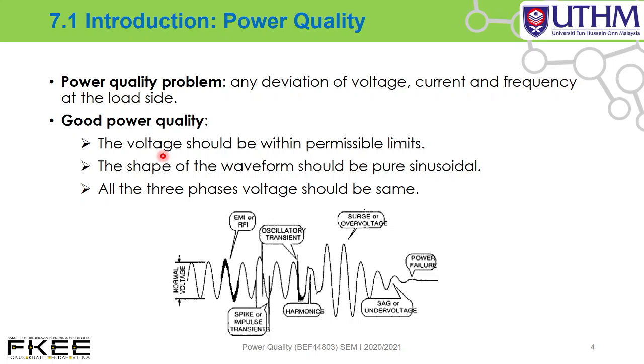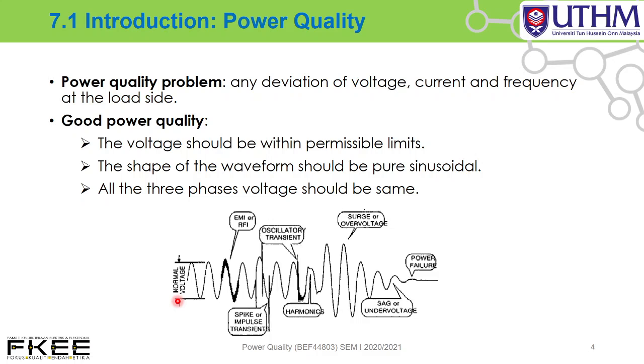for a single phase system. Number 2, the shape of the waveform should be a pure sine wave, pure sinusoidal waveform. There is no distortion, there is no harmonic, and so on. Number 3, all the three phase voltages should be the same, or should be symmetrical. This is the example of the normal voltage.